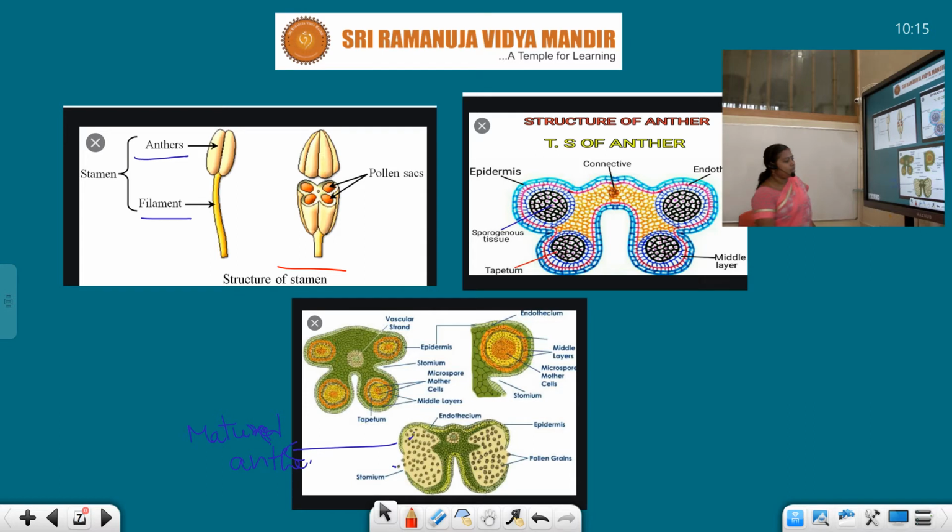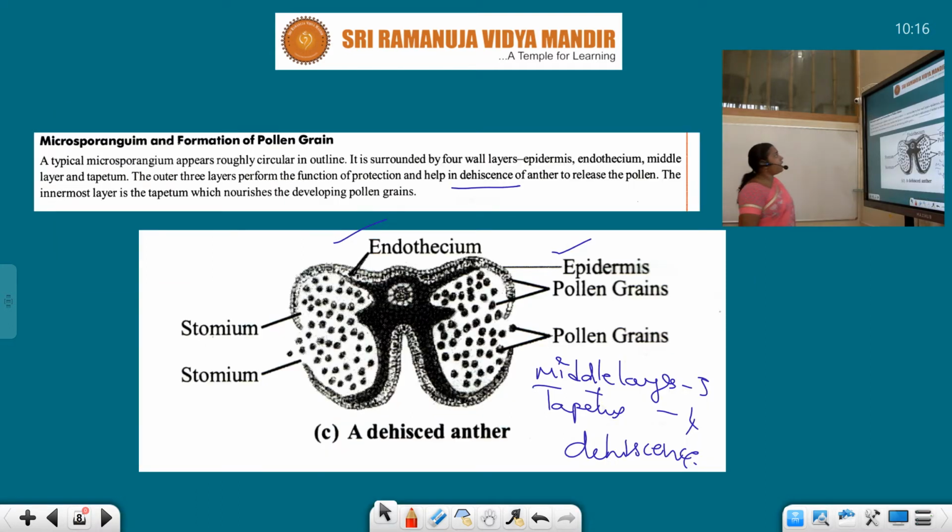See students, this one is the pollen sac. When it ruptures, it releases the pollen grains. That particular breakdown of the anther to release the pollen grains is known as dehiscence. Right. And now the microsporangium and the formation of the pollen grain. So let us discuss how the pollen grains are formed in the anther.